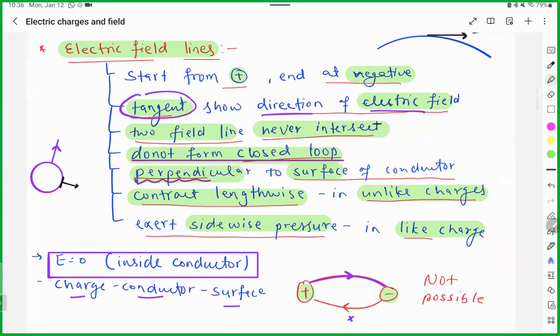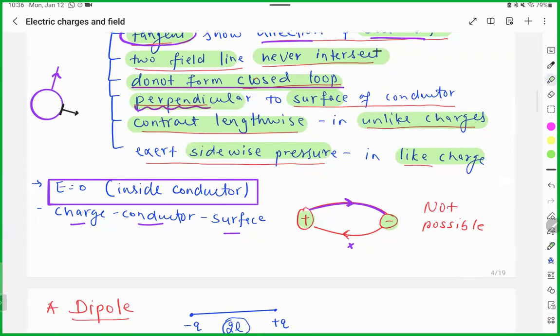See here, from positive to negative it can go. From negative to positive it cannot, because the direction will change. From a positive charge, electric field lines always go away. For a negative charge, they always enter. So a closed loop like this is not possible. This second part is not possible. That's why we are saying a closed loop is not possible.